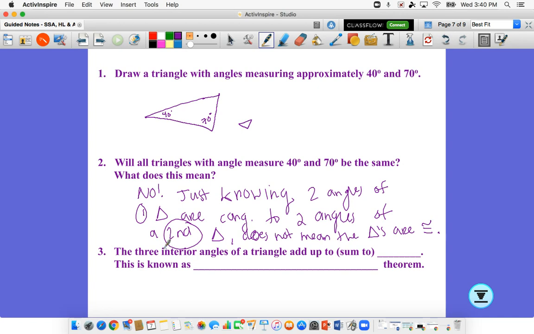So the 3 interior angles of a triangle, what do they add up to? Why was it okay that I only gave you 2? Why am I not giving you 3? They all sum to 180 degrees.